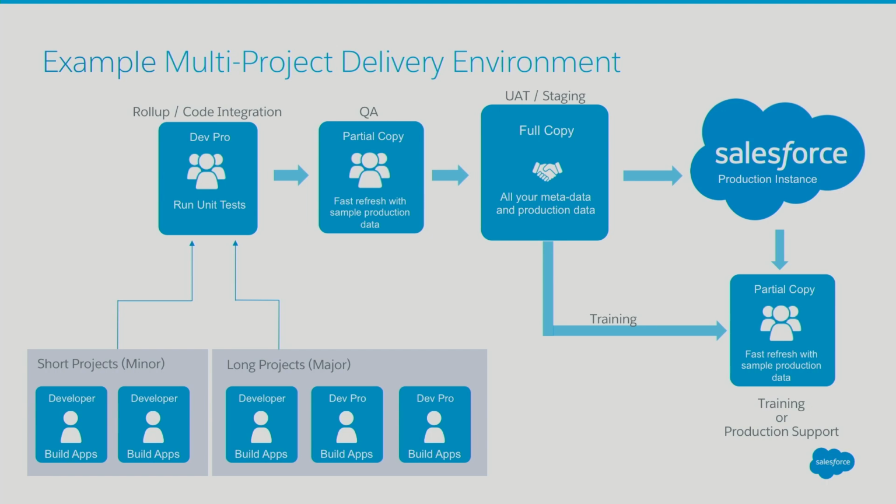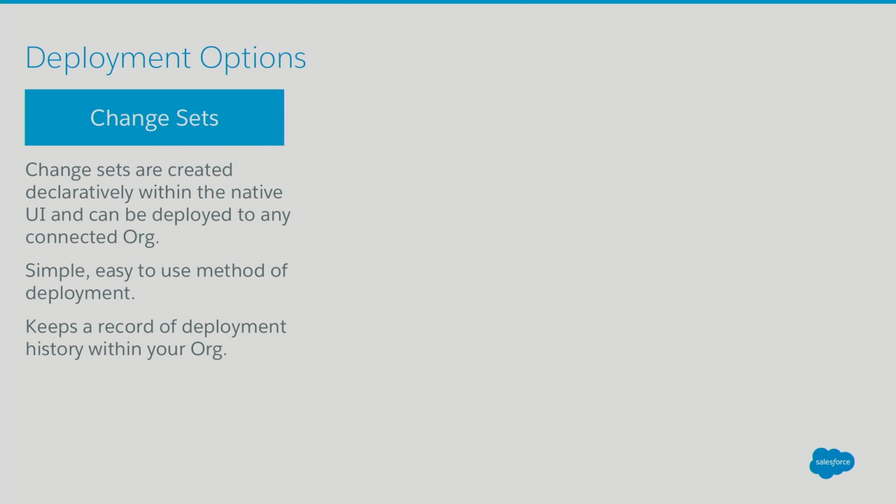So we've talked a lot now about these different types of ways to construct your sandboxes. I want to also talk a little bit about how you can move your changes from one environment to another. For your deployment options, the first option you have are change sets. This is a very declarative way to move your changes between environments. They're simple and easy to use. It's all point and click.